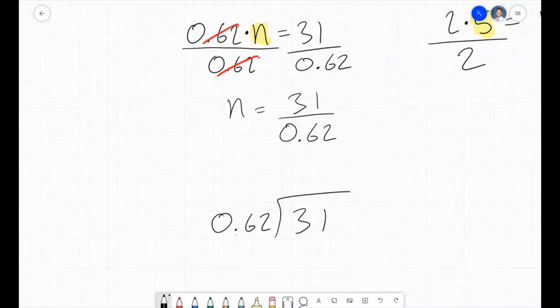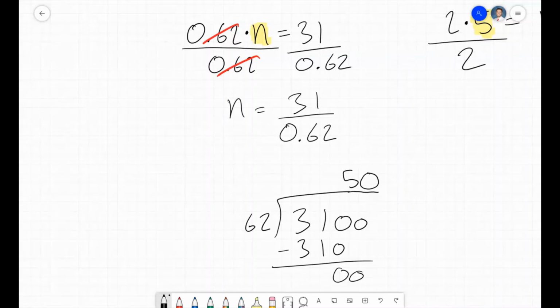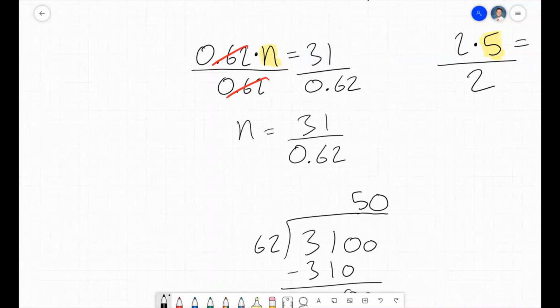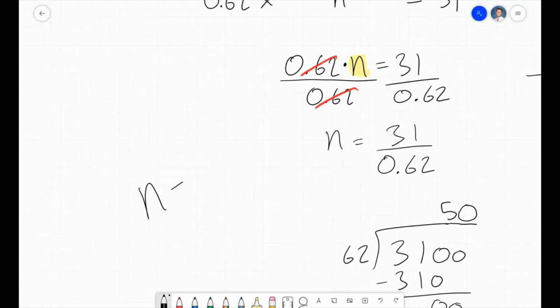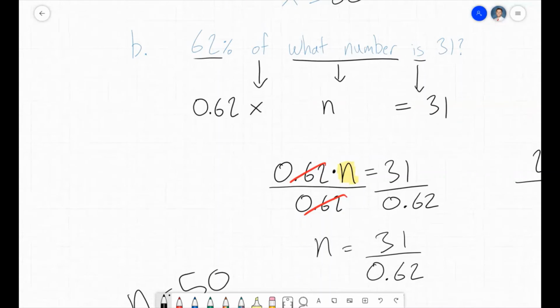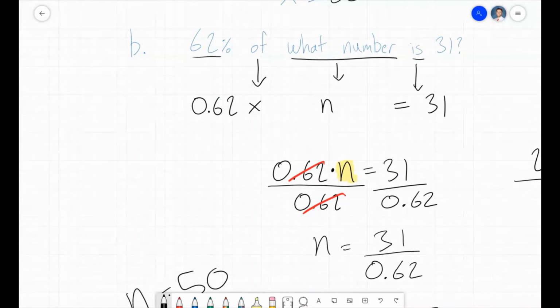We'll need to move our decimal 2 times, which would give us 3,100 in our dividend. Now 62 goes into 310 5 times, and that's equal to 310. And 62 goes into 0 times. So n is equal to 50. This means that 62% of 50 is 31.